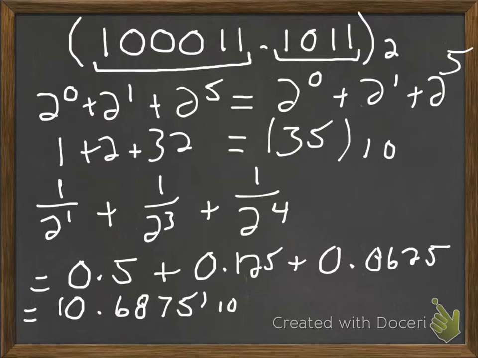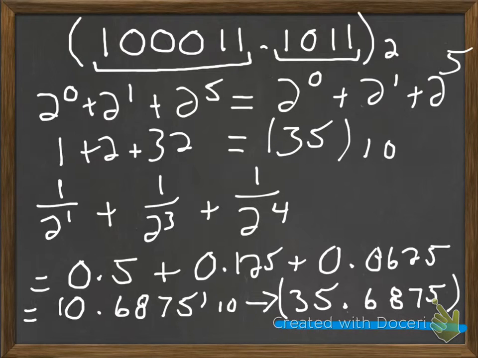Okay, so now we just combine everything together. What you got on the left of the decimal, we'll write that up. So we got 35, and then we'll write everything to the right of the decimal. Everything to the right was 0.6875, and this should be our result. I'll go ahead and underline it with a different color, and don't forget base 10. So the number that this binary number represents is the decimal number 35.6875.